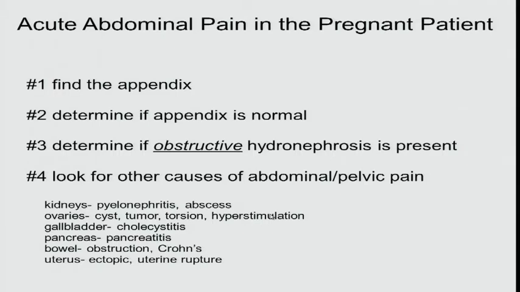Ovaries, sometimes if you have an infertility patient, you'll have hyperstimulated ovaries. Those can act as a focus for torsion. A cyst or a tumor can act as a focus for torsion. They can get cholecystitis just like any other patient. They can get pancreatitis. If they've had a prior surgery, say they've had a prior C-section or something, then they may have a band, maybe have a small bowel obstruction. Crohn's is becoming more common in the general population. And then there's some unusual stuff that can go on with the uterus. If somebody's a VBAC patient, vaginal birth after cesarean, they can have a uterine rupture or ectopic pregnancy.